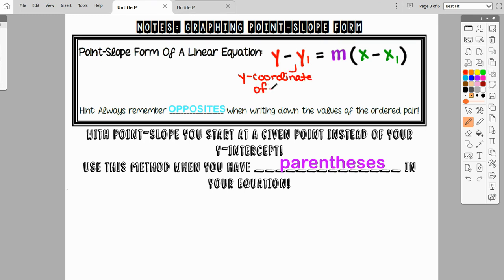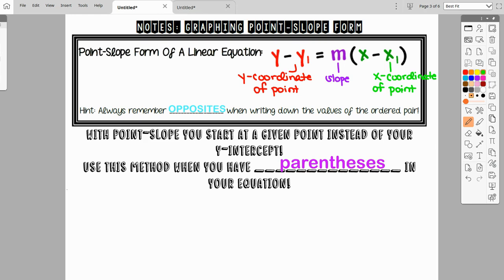We're going to have m being the same thing that we had in slope-intercept form, y equals mx plus b, which is the slope. Still the slope, just like that other format. And then we're going to have our x sub 1 be the x coordinate of our point. Now, note here, there's a little hint that we always remember opposites when writing down the values of our ordered pair. We're going to take a look at what that means, but think opposite.